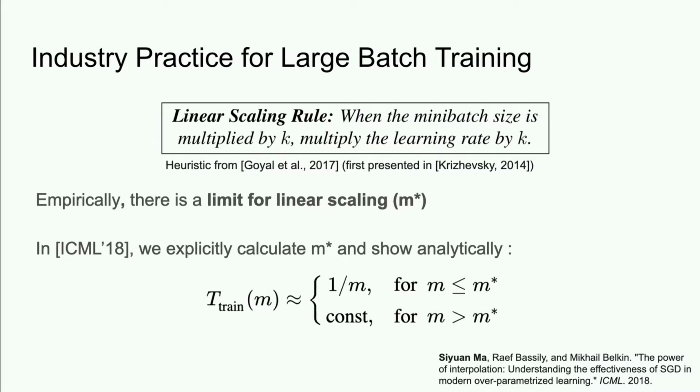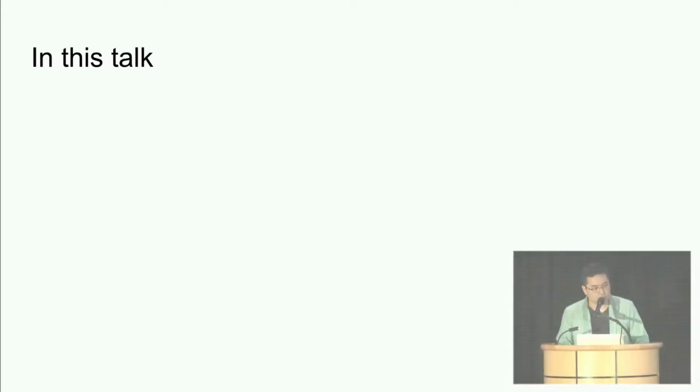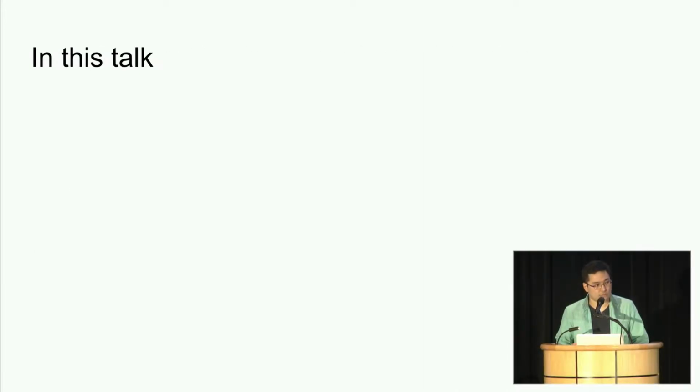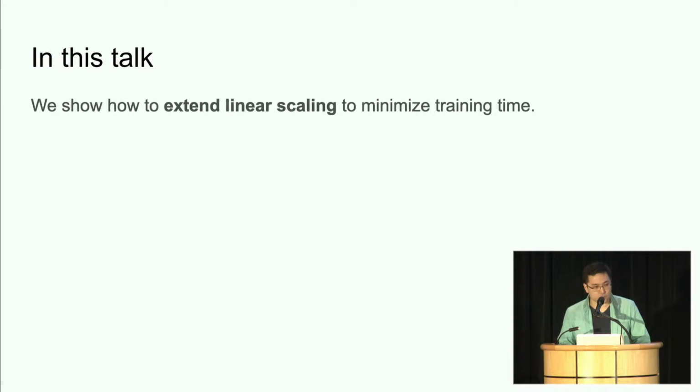But when you choose any batch size that's larger than m star, the training time is almost constant, up to a small factor. So in this talk, I would like to move one step forward. Not just to calculate or identify this limit of linear scaling, I would like to extend the linear scaling to match the parallelism of the computing hardware. So it allows us to further minimize the training time.